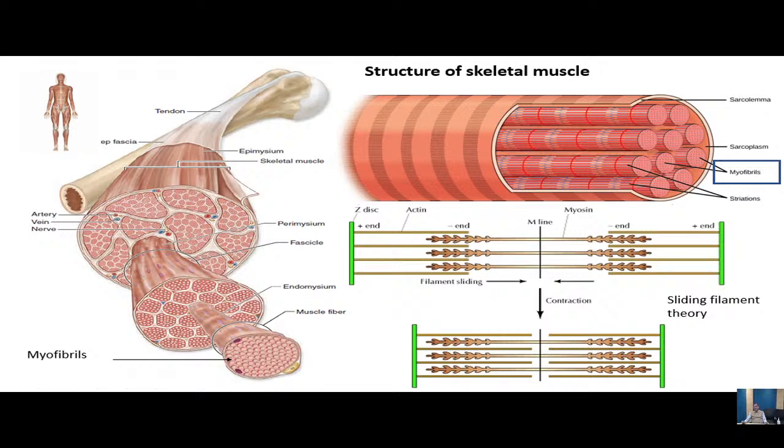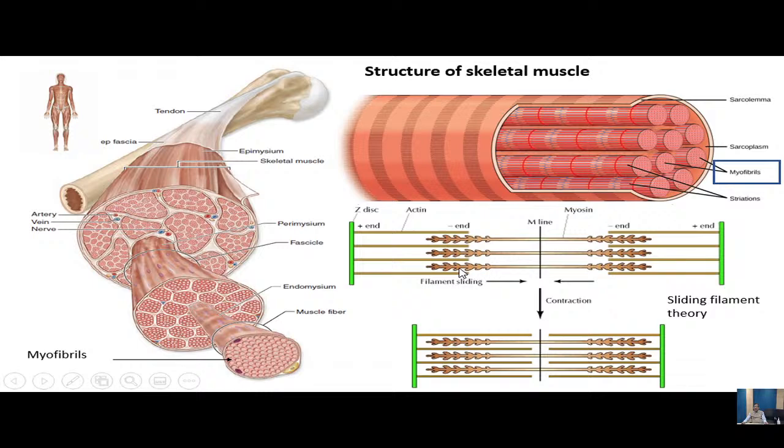Previously, before the 1950s, that is almost 70 years back, people thought that contraction was produced by the buckling of these filaments, the actin and myosin filaments. But now we know that they don't buckle except at the extreme point. Usually they only slide into each other in this manner. This came to be known after the invention of the electron microscope, and this is known as the sliding filament theory.